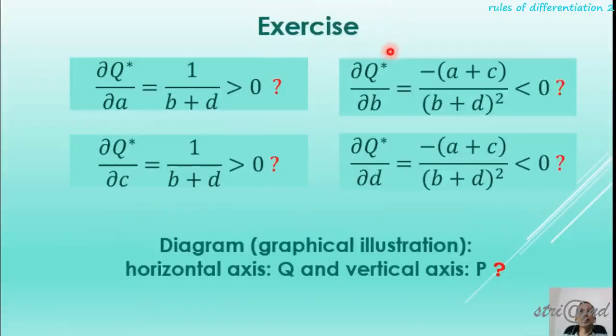And for exercise, you can find the partial derivatives of the equilibrium quantity, the Q star. And you can also reverse the axis. Instead of using quantity on the vertical, you can also use the horizontal for the quantity, and then the price will be put on the vertical axis.